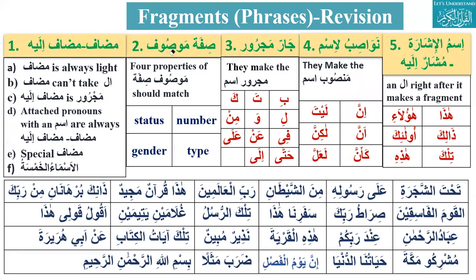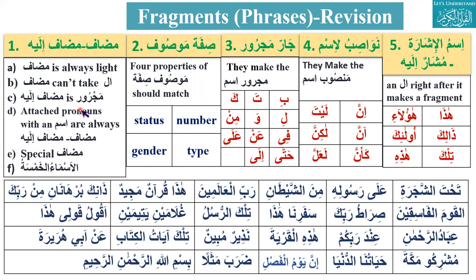This is mudaf ilayh. What are the conditions for mudaf? There should be no al and it should be light. Mushriku is light. For the light, we should drop the noon. We drop the tanween and the noon. So what is the complete word? Mushrikuna. Why is the noon dropped? Due to mudaf. So it is mushriku Makkah. The meaning is disbeliever of Makkah.